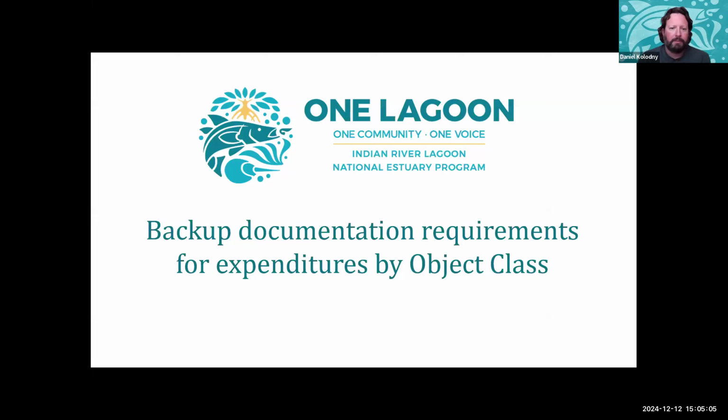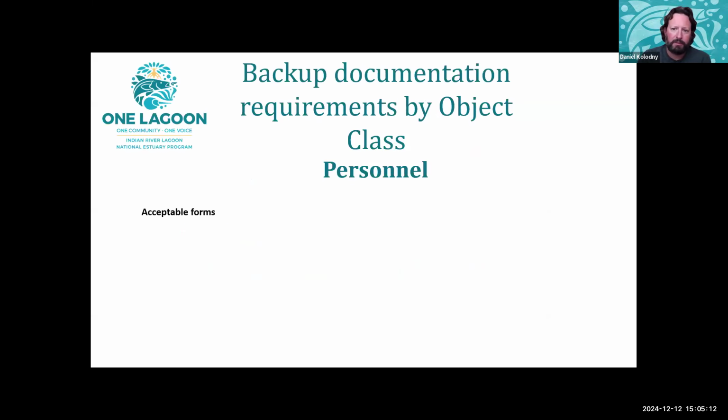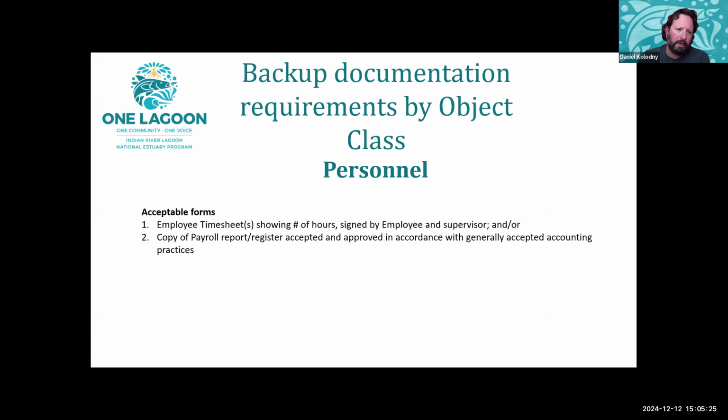So let's now look at our backup documentation requirements for each object class. The first one we're going to start with is personnel. The acceptable forms would either be an employee timesheet that has the number of hours signed by the employee and the supervisor, or a copy of the payroll report register that's accepted and approved in accordance with generally accepted accounting practices. If you have an independent audit, they probably know exactly what that looks like.